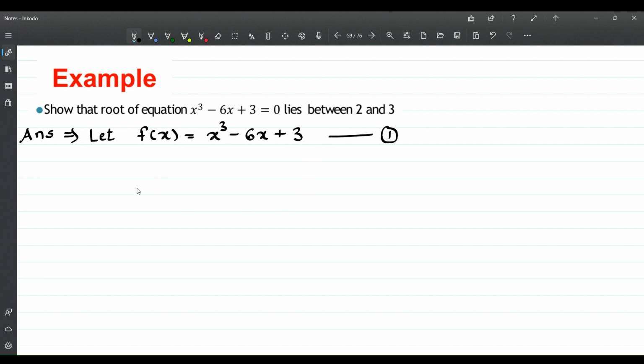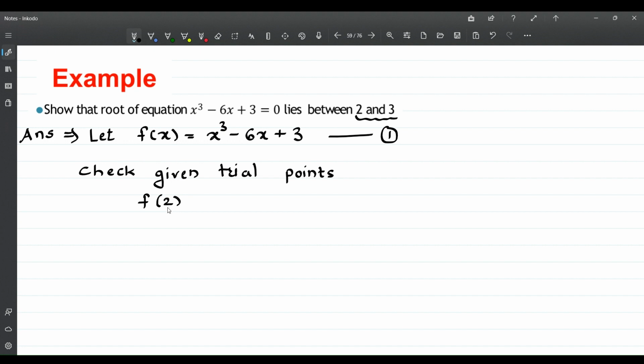Now we have to check the given trial points. If we have been given trial points, then we have to check them. If we don't have the trial points given, then we have to find f of 2, meaning put the value of x equal to 2.